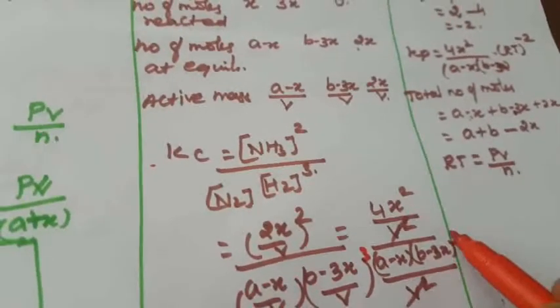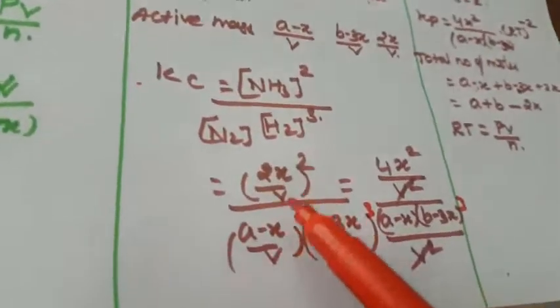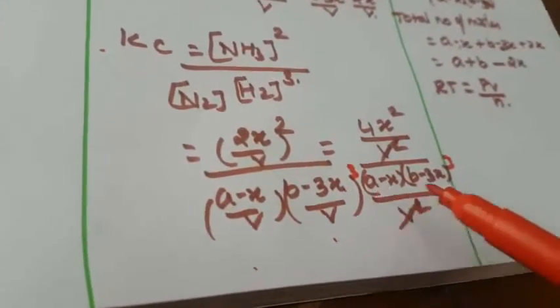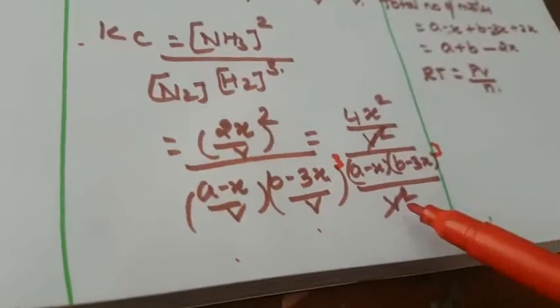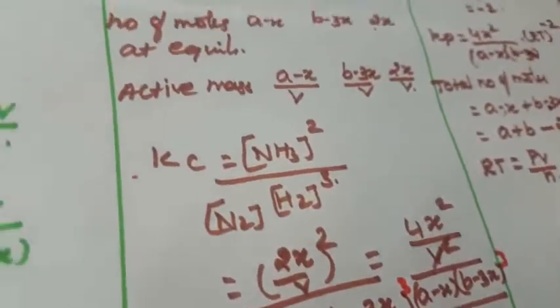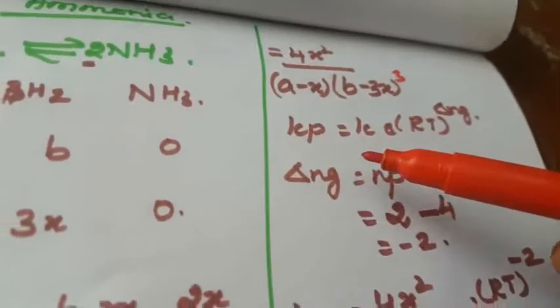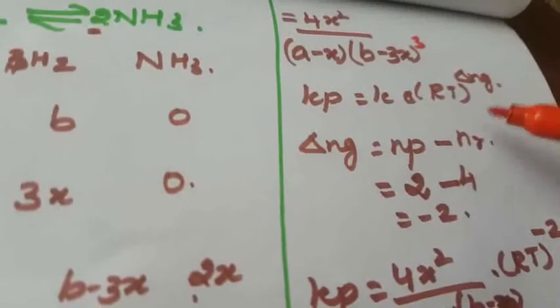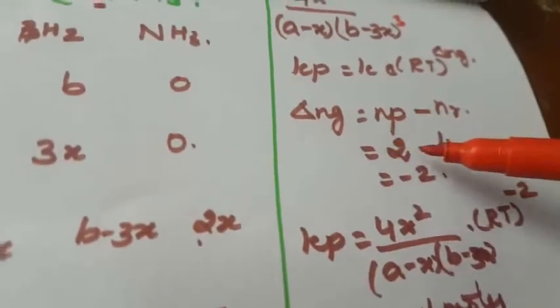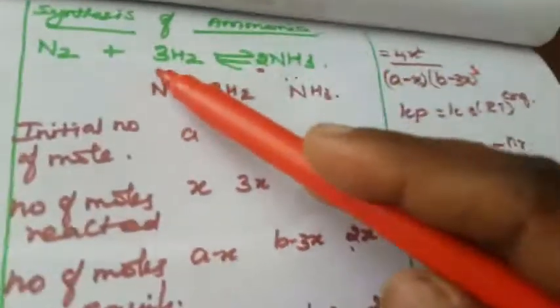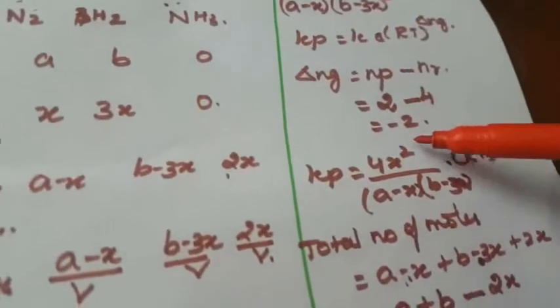So here that is the cube, I am missing that cube. So that is a minus x by V, b minus 3x by V the whole cube. So a minus x, b minus 3x the whole cube. Next, what is Kp? How to calculate Kp? Kp is equal to Kc (RT) to the power delta Ng. How to calculate delta Ng? Number of moles of product minus reactant. So 2 moles of product are there, here 4 moles of reactant, so that is minus 2.